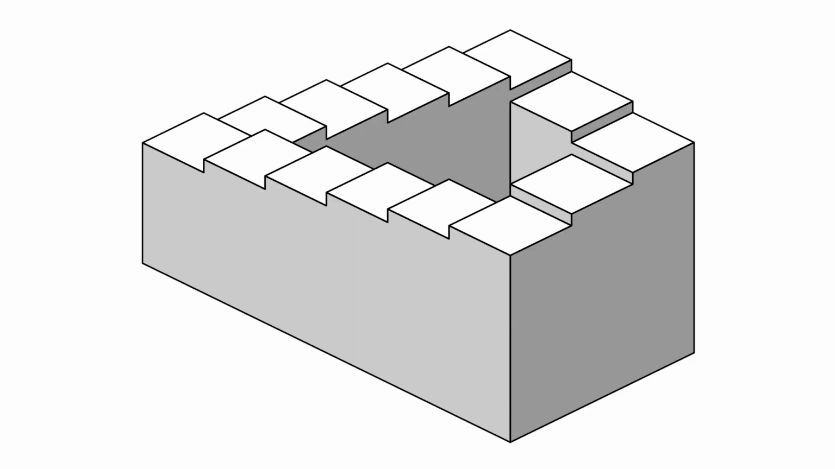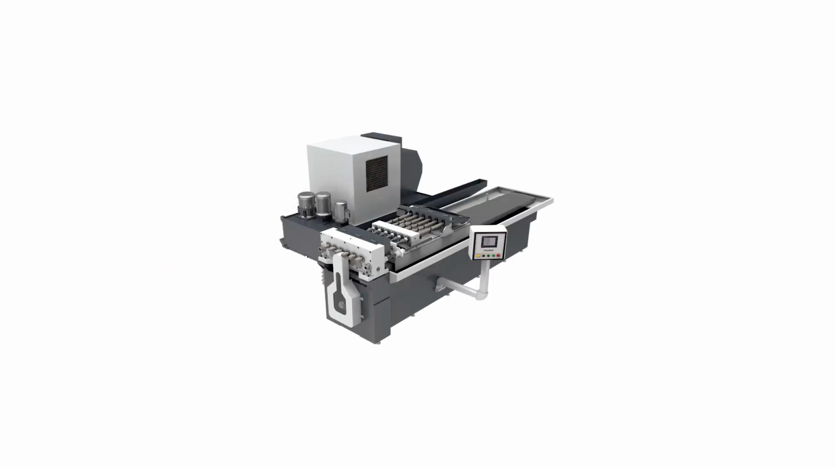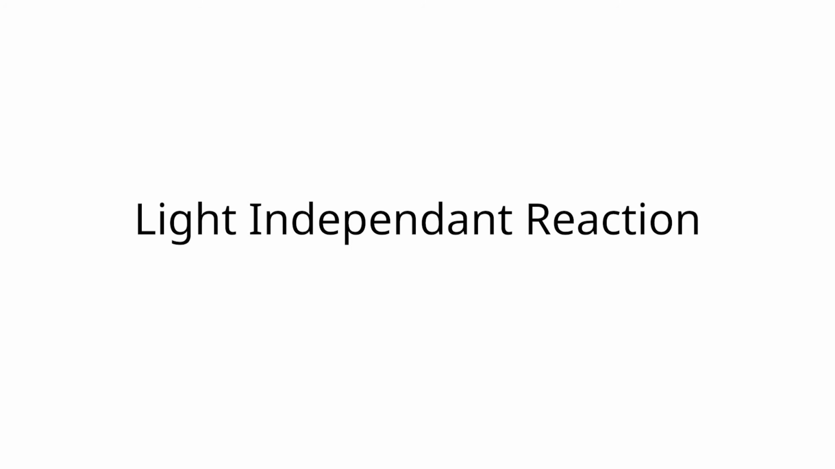All of these steps have converted light energy into chemical energy in the form of ATP and NADPH. Those molecules head to the next stage, which is a light-independent reaction, or the Calvin cycle.